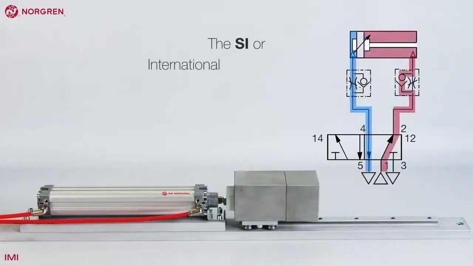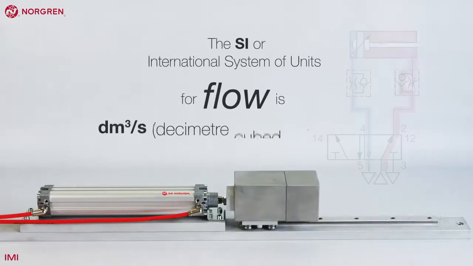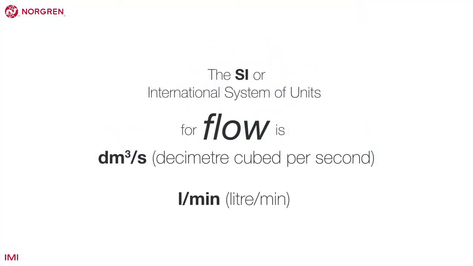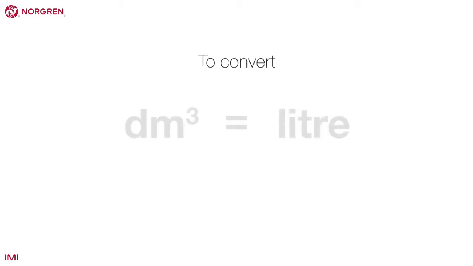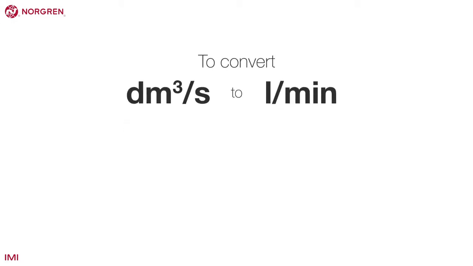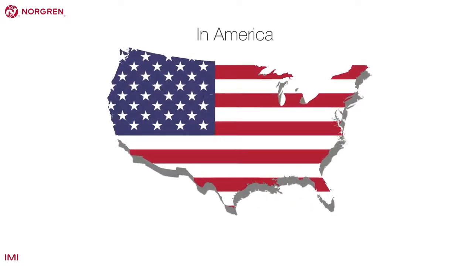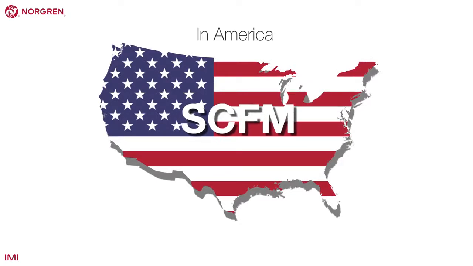The SI, or International System of Units for flow, is decimeter cubed per second. However, we often see other units, typically liters per minute. It's useful to know that a decimeter cubed is equal to a liter. To convert decimeter cubed per second to liters per minute, we just multiply by 60. In America, we use SCFM, standard cubic feet per minute, with 1 liter per second equals 2.12 SCFM.